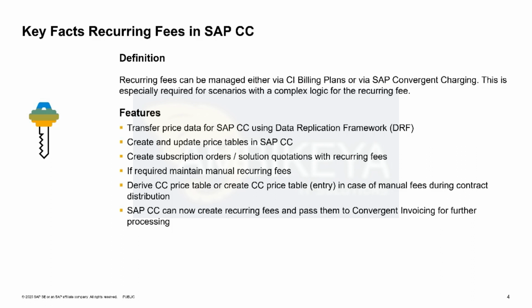Then we are back to the normal flow. SAP CC is creating the recurring fees and then passing them to CI. And last but not least, it's running through billing, invoicing, and the whole process of BRIM.